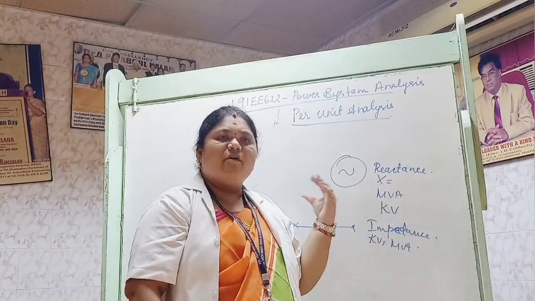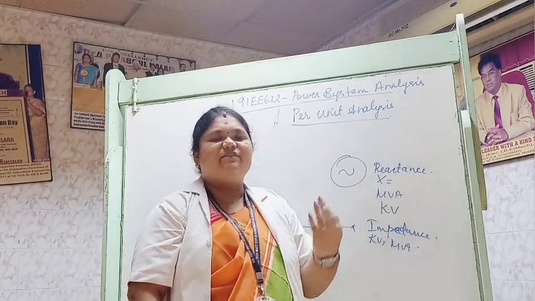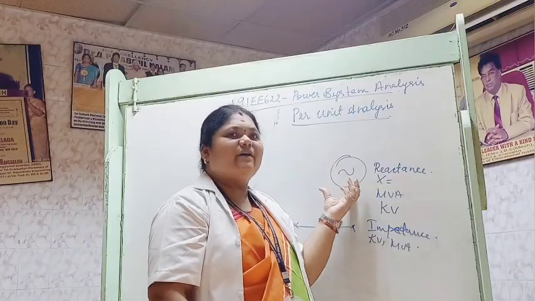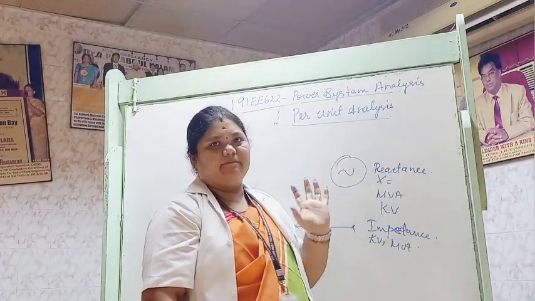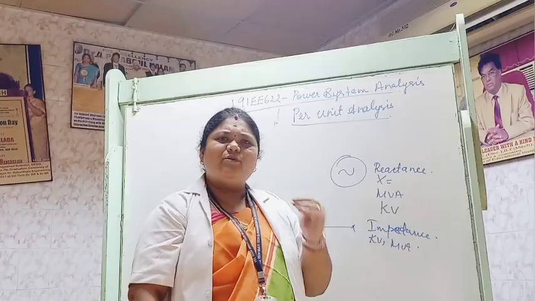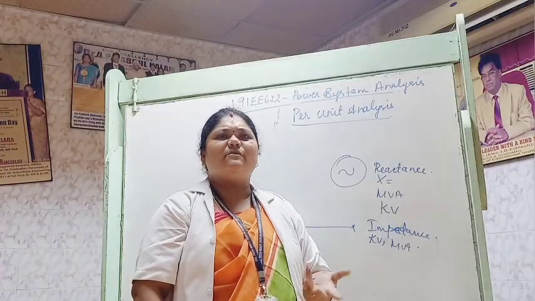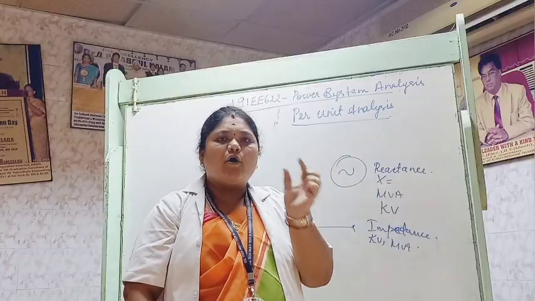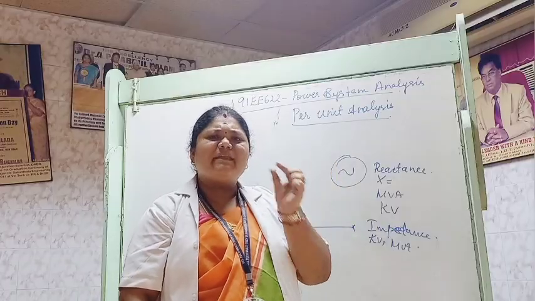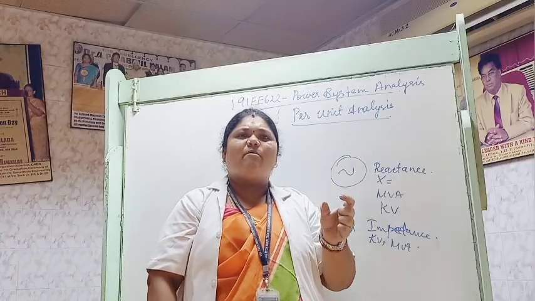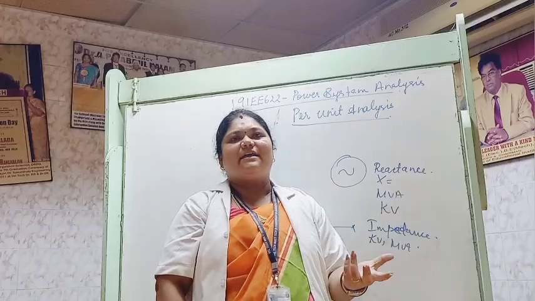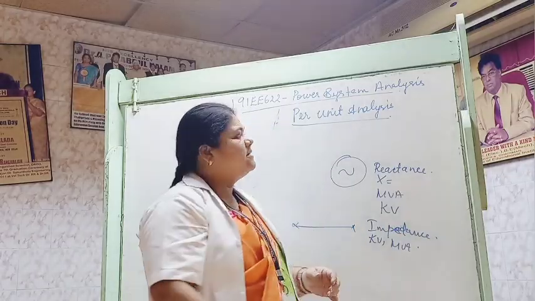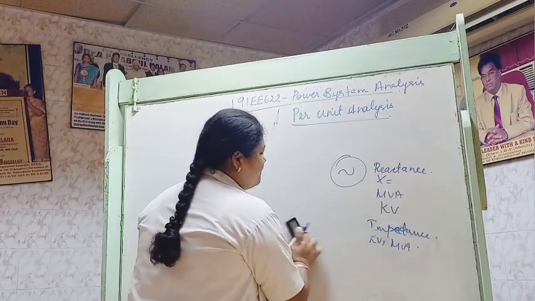Likewise, for the given single line diagram, we are going to find the per unit value of each component, and using this per unit we can analyze. Per unit is nothing but a common value, and using this common value, it is very easy for power engineers to analyze. So let us start from per unit.